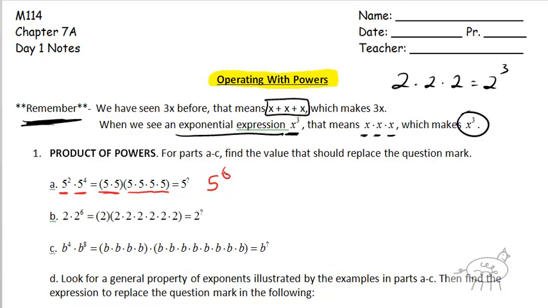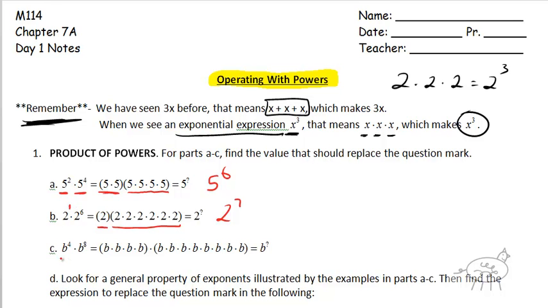5 squared times 5 to the 4th. This next one is just 2, so there's only a 2 here, and then it's 2 to the 6th, so that's 6 of these. How many do I have total now? 7. So it's 2 to the 7th power. I'm going to put a 1 here because I want you to recognize that it's really 2 to the 1, not just 2, which is the same thing.